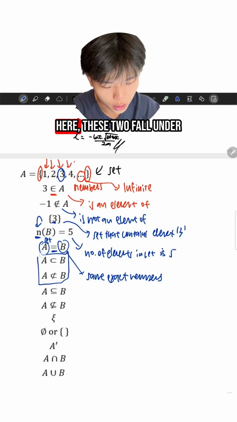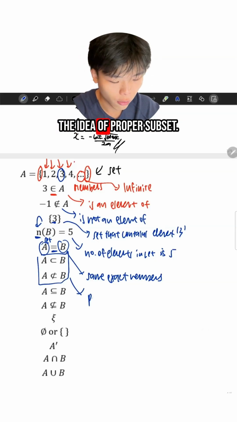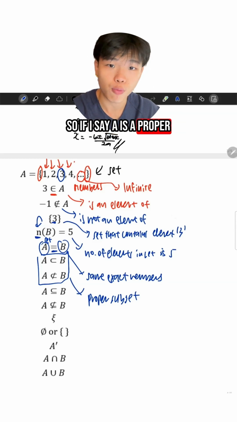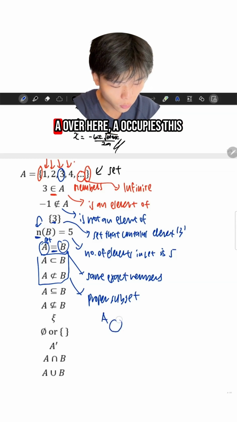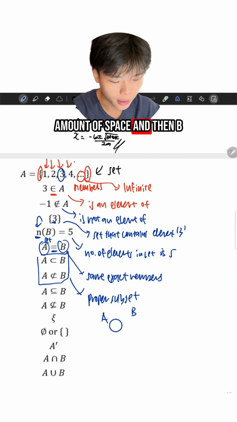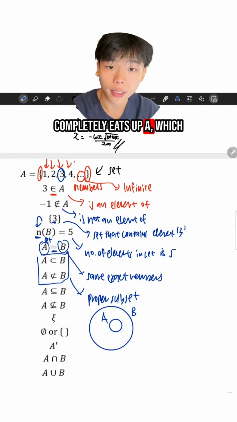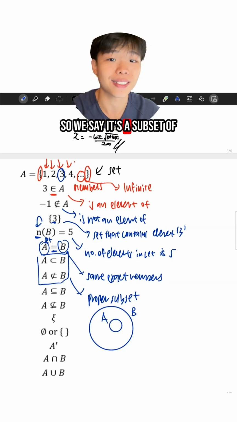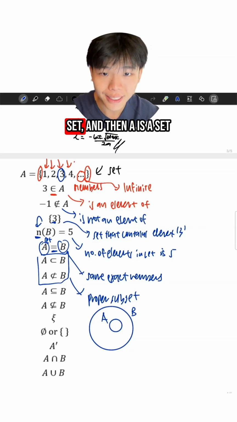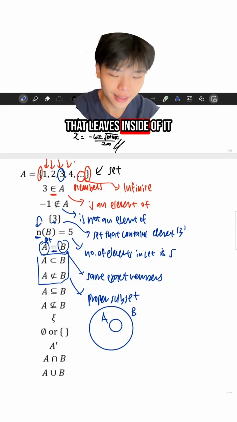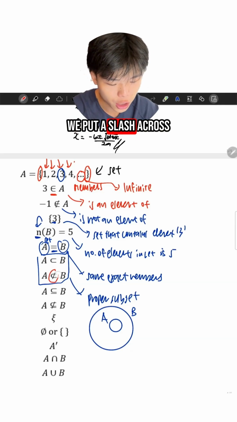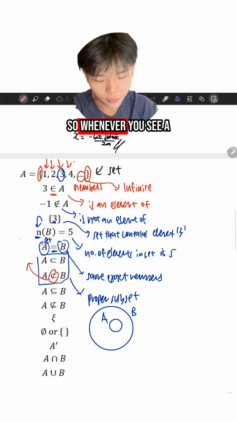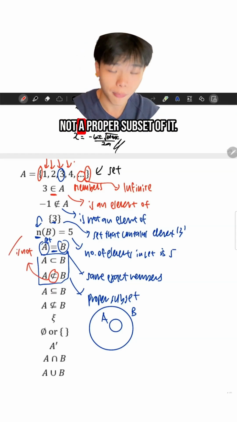Now for the next two over here, these two fall under the idea of proper subset. So what is a proper subset? If I say A is a proper subset of B, it means that A occupies this amount of space and then B completely eats up A, which means that A is a set inside another set. So we say it's a subset of B because B is the bigger set and A is the set that lives inside of it. And of course, when we put a slash across the symbol, it means that it's not a proper subset. So whenever you see a slash, it just means it's not a proper subset of it.